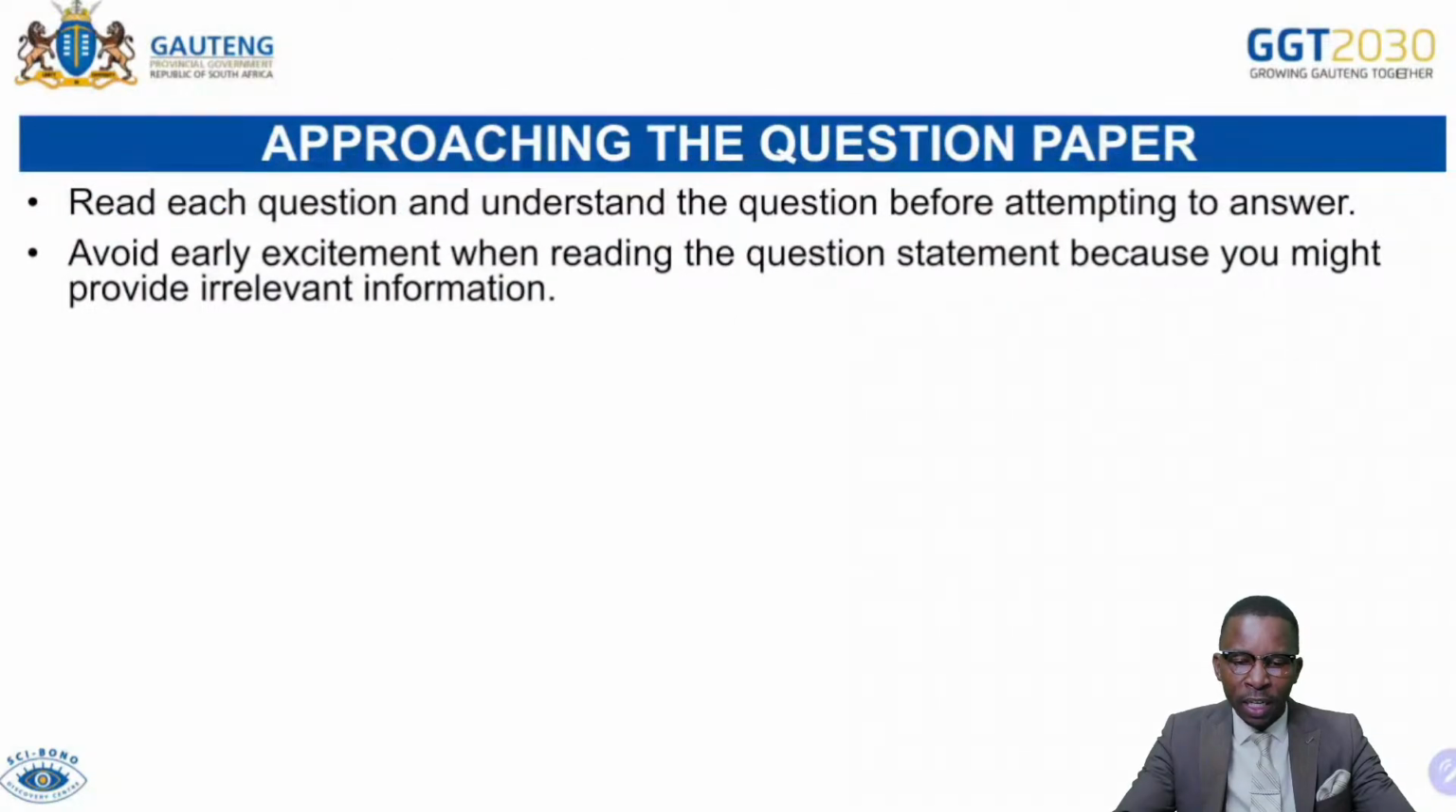Avoid early excitement when reading the question statement, because you might provide irrelevant information. As you read the question, read it a second time also to understand what is needed. Do not just read the question once and be happy. We know people normally do that with an essay, for example one asking you to discuss in detail all features underpinning forecasting, excluding indicators. The first answer becomes leading indicator. That is now wrong, because the statement said excluding indicators.